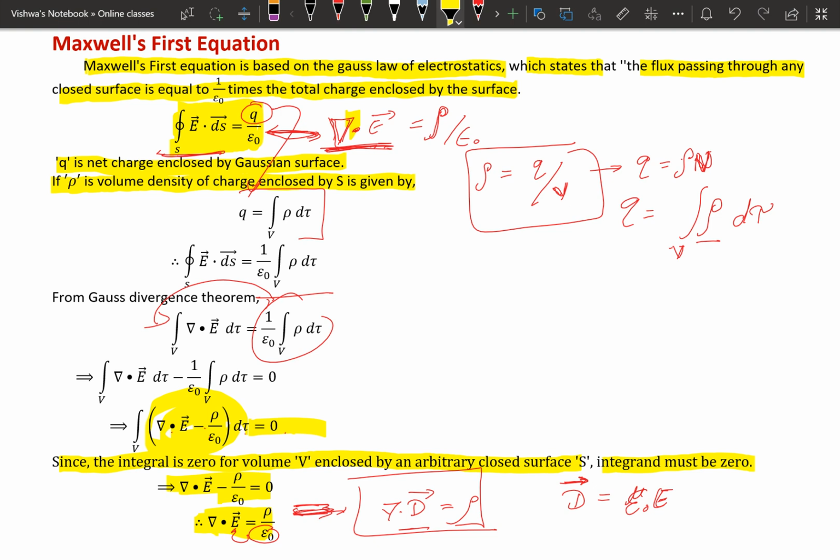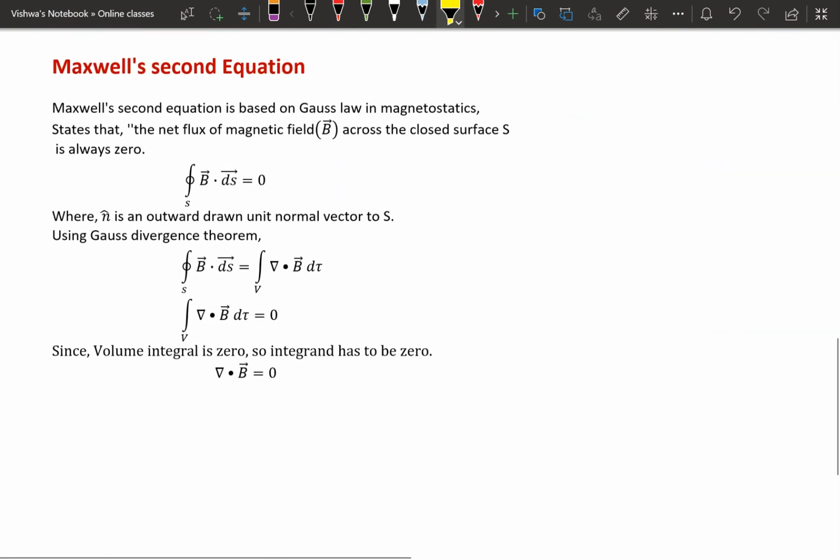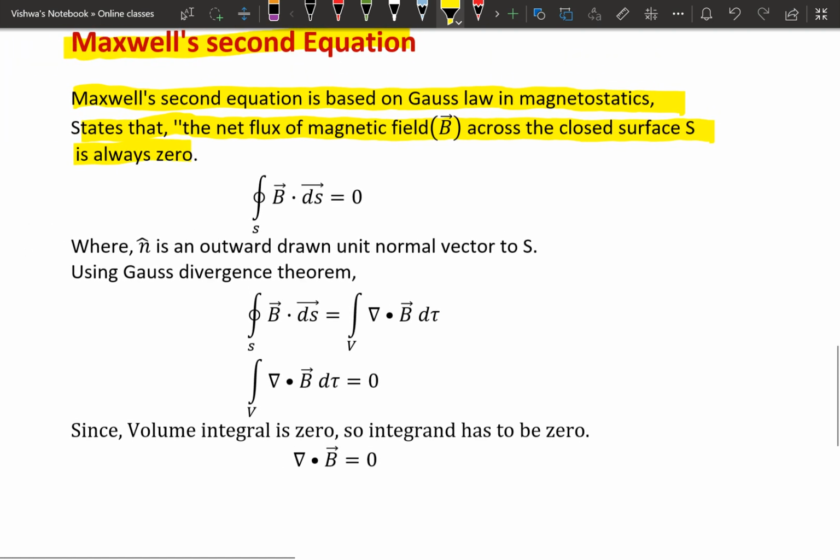Similarly, the second equation is derived again using Gauss law in magnetostatics. Maxwell's second equation is based on Gauss law in magnetostatics, which states the flux of magnetic field across a closed surface is always zero. In mathematical expressions, we can write the closed integral of B dot ds equal to 0. What is B dot ds? This is the magnetic flux through a surface area. This flux is equal to 0 for a closed surface. If it is an open surface, then this relation is not valid. This is for a closed Gaussian surface.